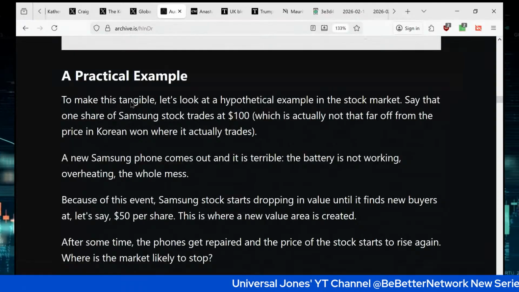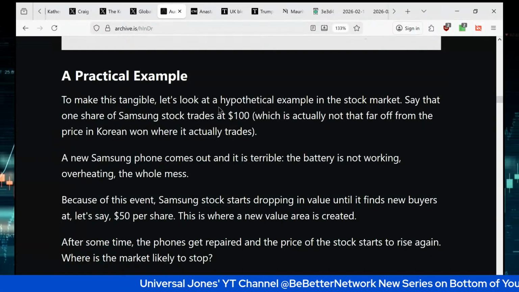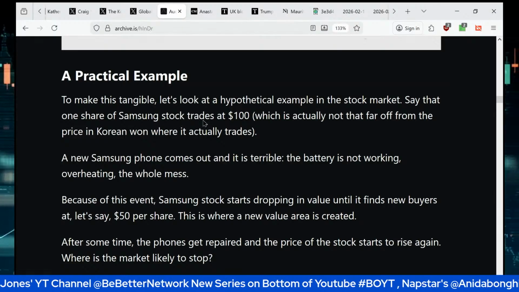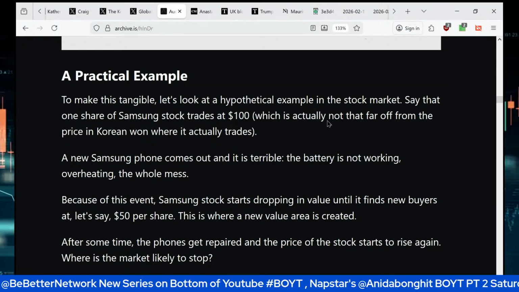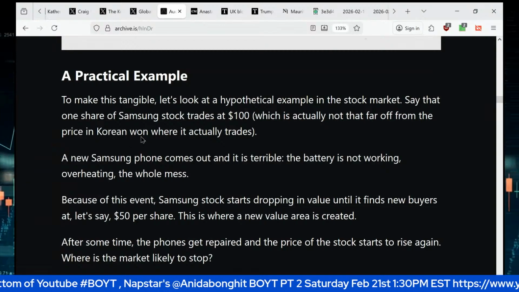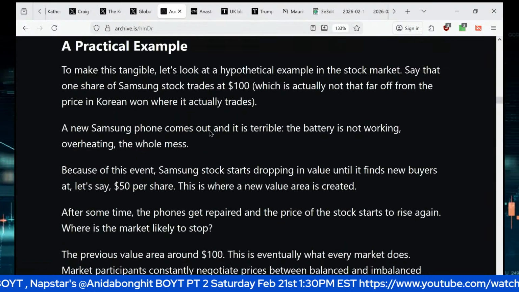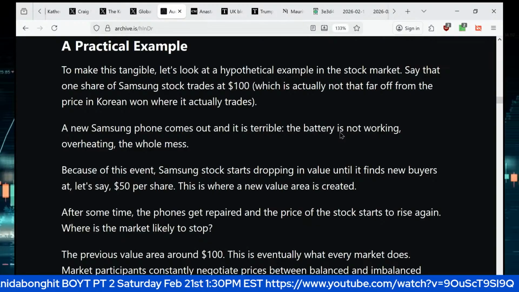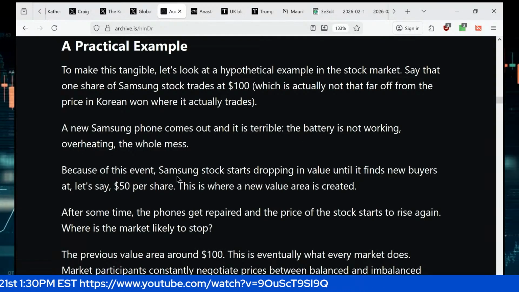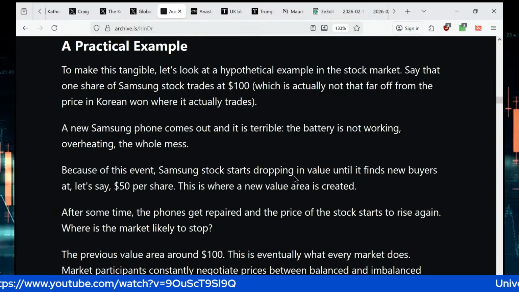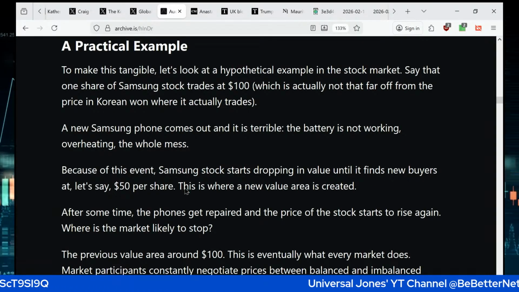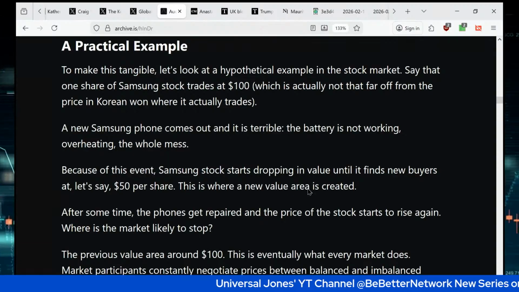To make this tangible, let's look at a hypothetical example in the stock market. Say that one share of Samsung stock trades at $100, which is actually not that far off from the price in Korean won where it actually trades. A new Samsung phone comes out and it is terrible. The battery is not working, overheating, the whole mess. Because of this event, Samsung stock starts dropping in value until it finds new buyers at, let's say, $50 a share. This is where a new value area is created.